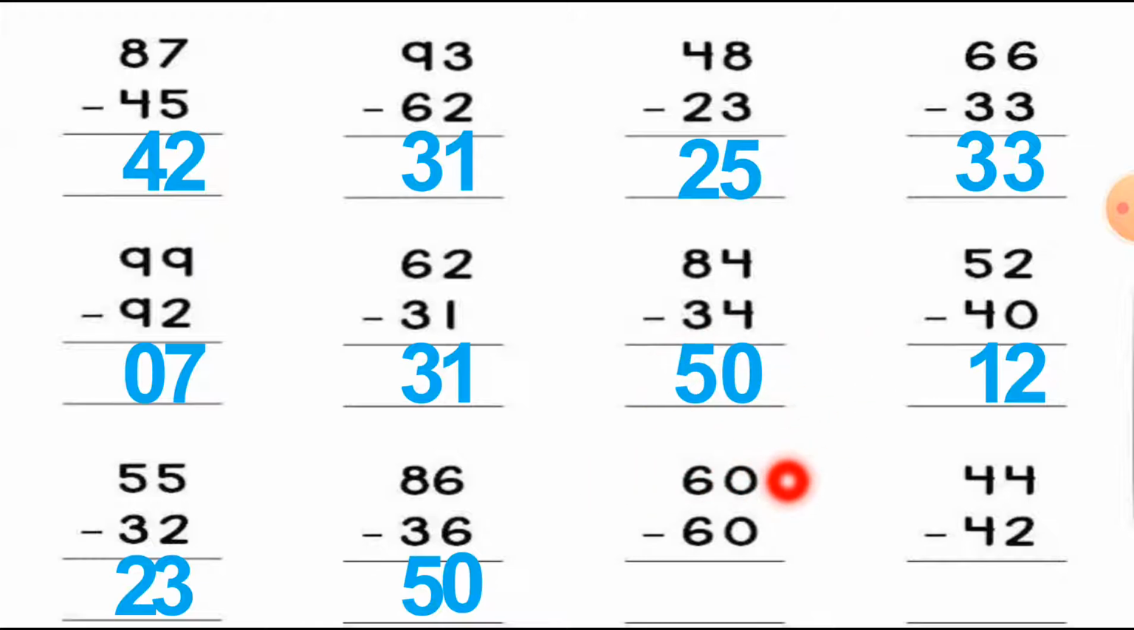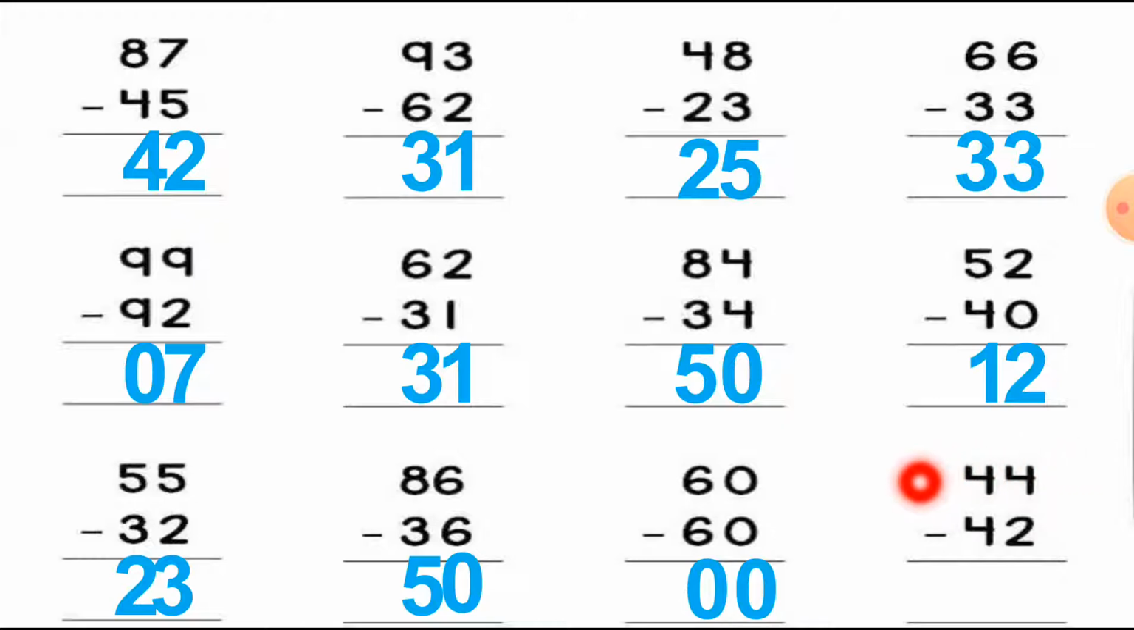Then the next one, 60 minus 60. This is the equal number. So at the ones column, 0 minus 0 is equal to 0, and at the tens column, 6 minus 6 is equal to also a 0. When you cut equal numbers, it will be a 0 also, and always it will be a 0.